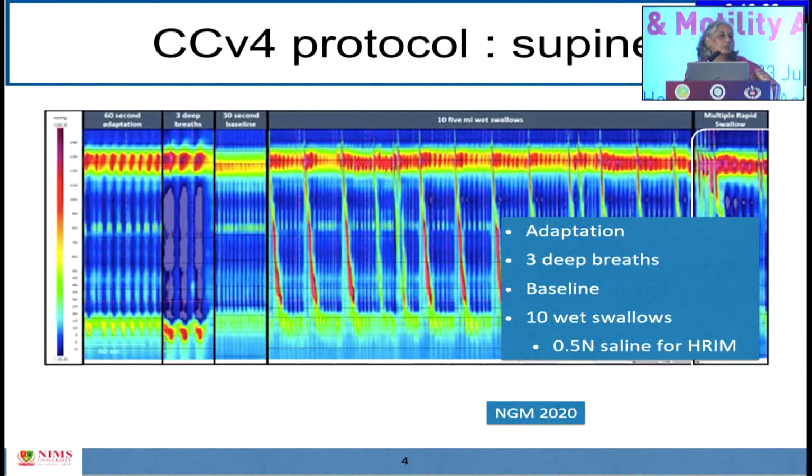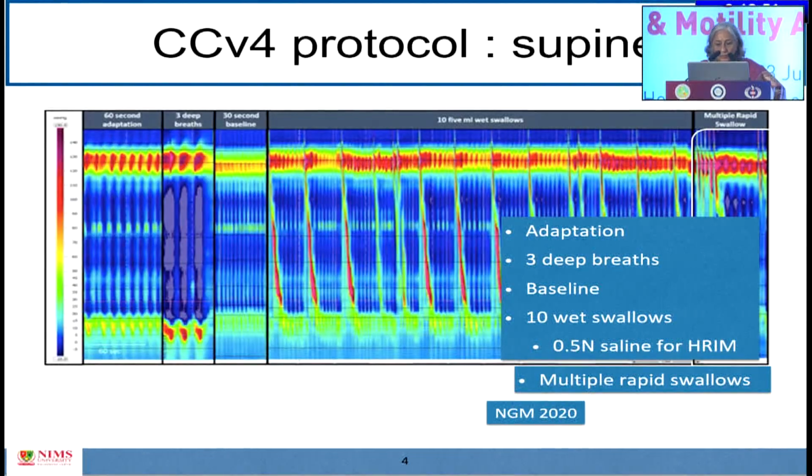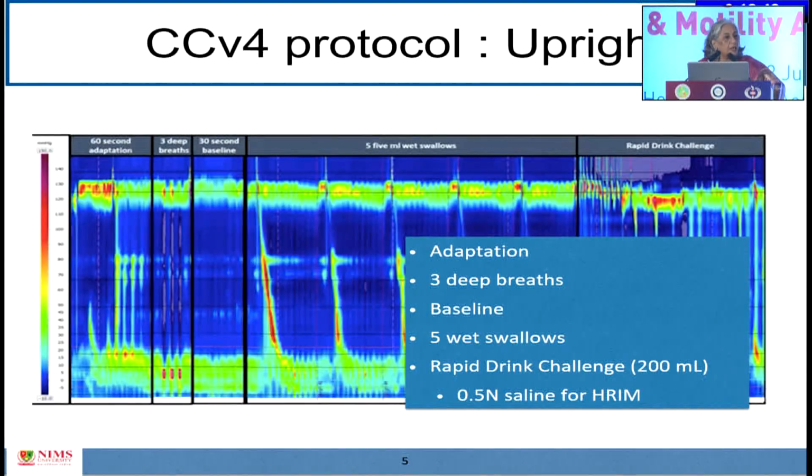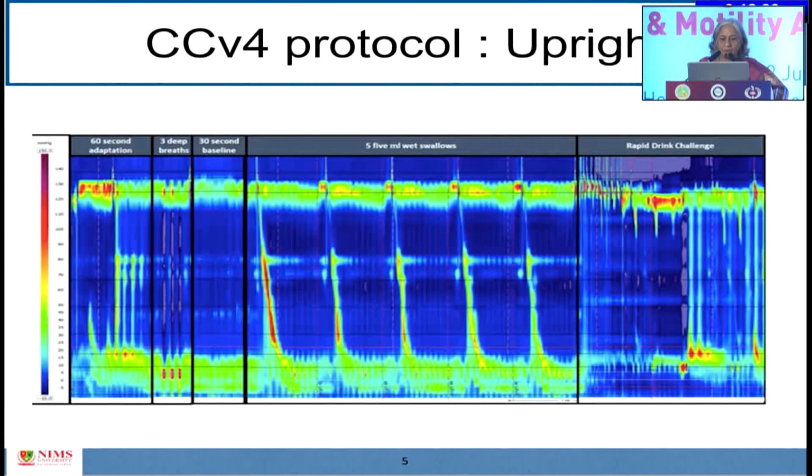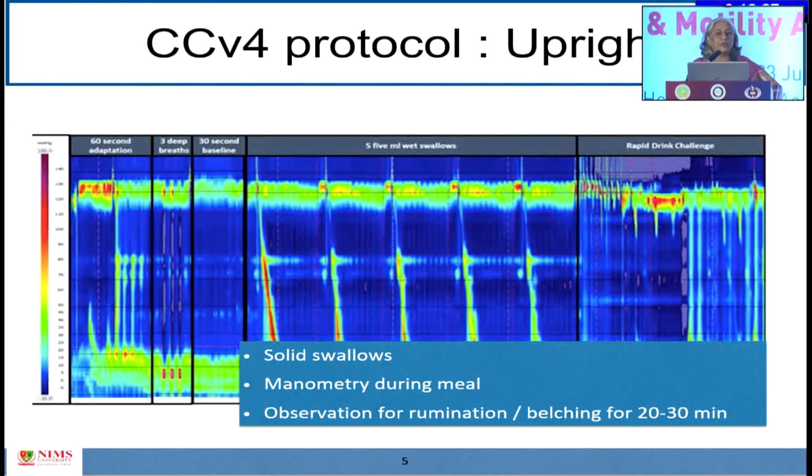There are people like Dr. Ravi Mittal, who's in the audience, who always gives only 10 ml swallows for a reason. He'll tell us that. And whenever you want to do impedance or you're doing solid state manometry, do not use water, do use 0.5 normal saline. During the lying down position, when you're doing the swallows, also do the multiple rapid swallows. In the upright position, same thing: repeat the adaptation and 3 deep breaths, do the baseline, do a rapid drink challenge with 200 ml of water or saline as required. In addition, you may do other provocative tests as Dr. Hebert just described for us.